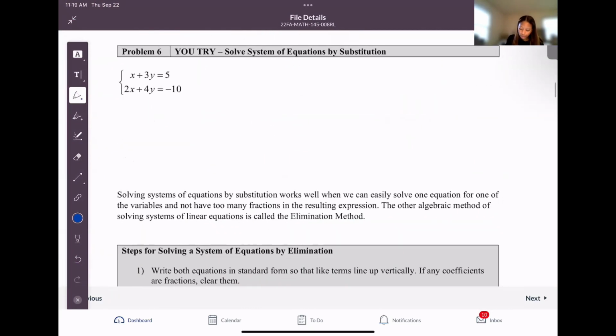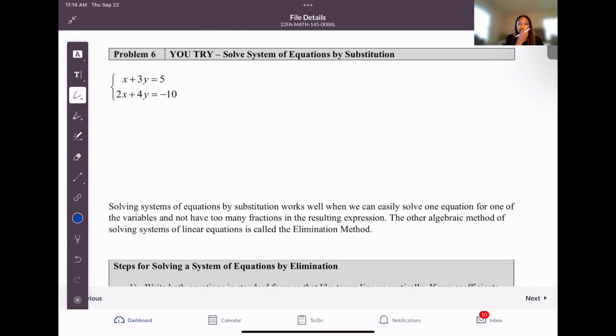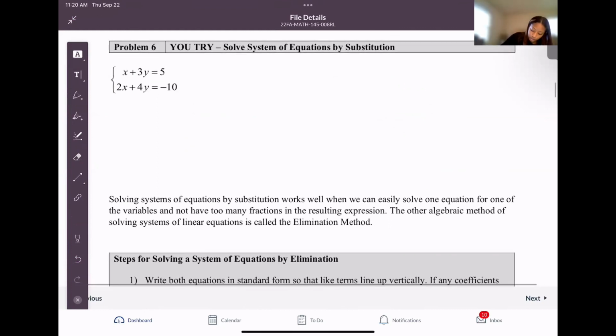Now we have another you try, problem number 6. We have x plus 3y equals 5 and 2x plus 4y equals negative 10. We're going to solve this again by substitution. Just looking at the equations, there's only one variable that has a coefficient of 1. That's the x in the first equation. So my hint to you, you can use equation 1 to solve for x.